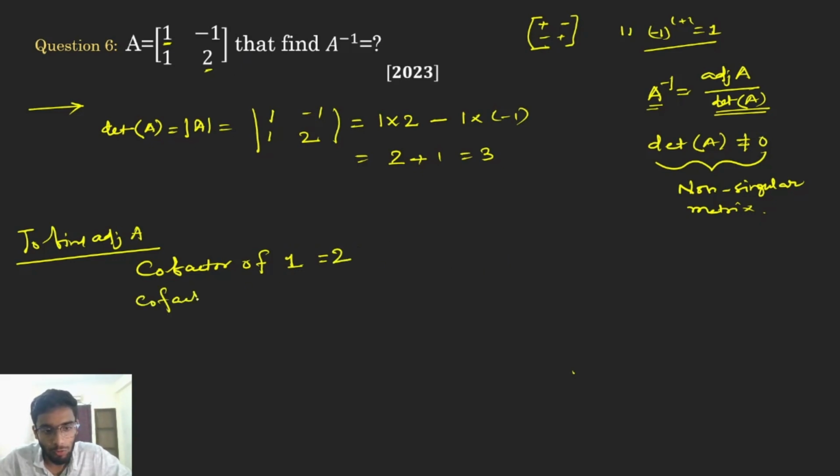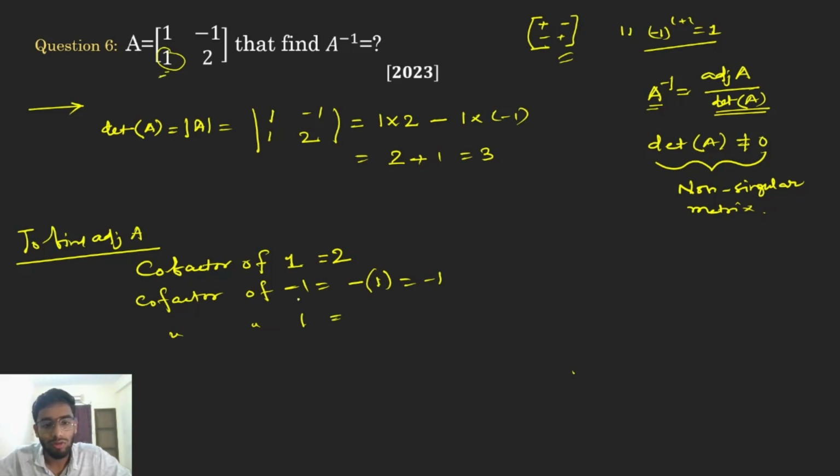Similarly, the cofactor of minus 1: for this place we have a minus symbol. If you remove the corresponding row and column, you are getting this element 1. So for minus 1 our cofactor is minus 1, the minus symbol times that element. Similarly, the cofactor of 1, that means that one.